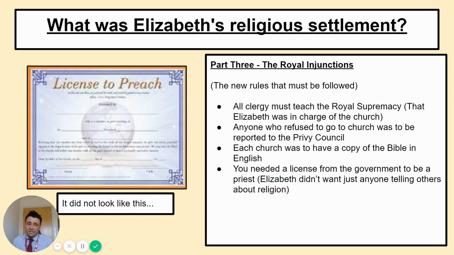You needed a license from the government to be a priest. Elizabeth doesn't want just anyone turning up in the church and talking about religion. It's got to be someone who the government have said is acceptable as a priest. They've sworn the oath of allegiance to Elizabeth.